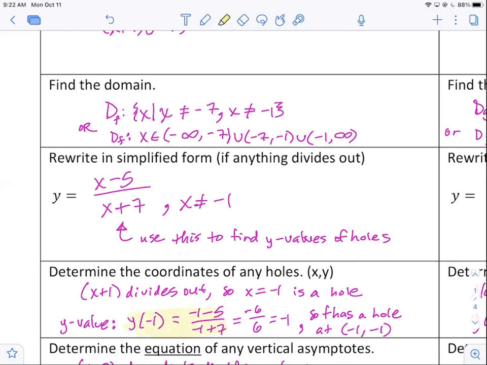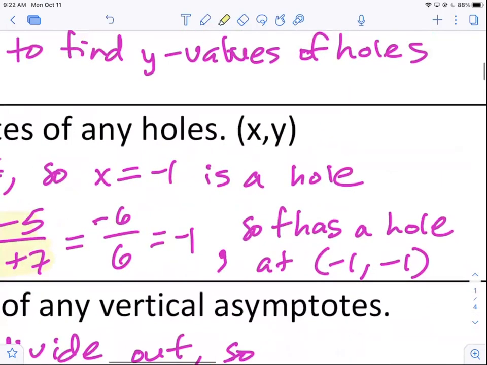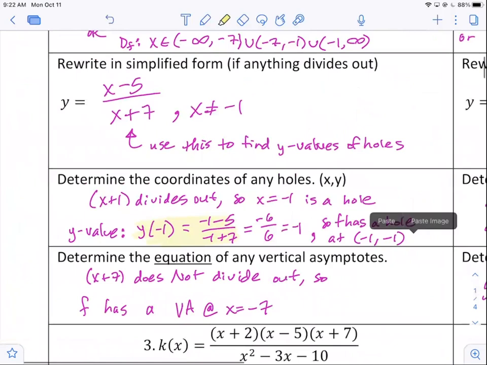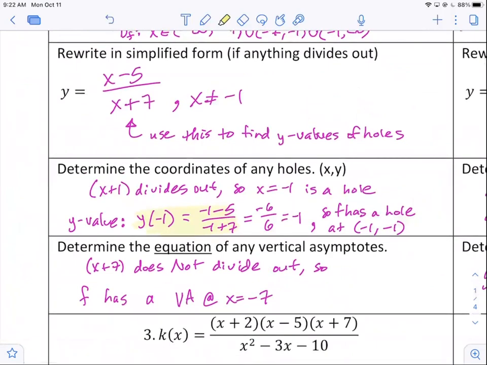All right, and notice what I wrote over here. I do expect complete sentences. So, or therefore, I usually put a comma after that. So f has a hole at the point -1, -1. All right. And then again, I'll highlight what I'm going to be looking for.